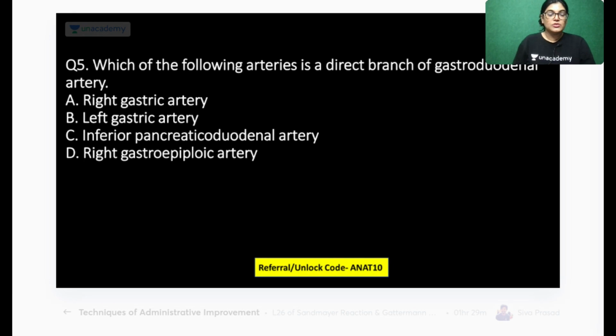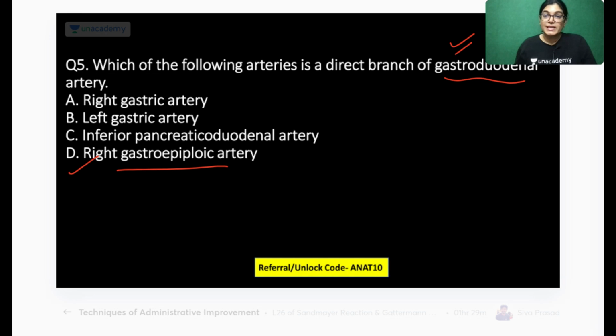Okay, so yes. The correct answer is right gastroepiploic artery. Right gastroepiploic artery is a direct branch from the gastroduodenal artery. The gastroduodenal artery itself is a branch from the common hepatic artery.